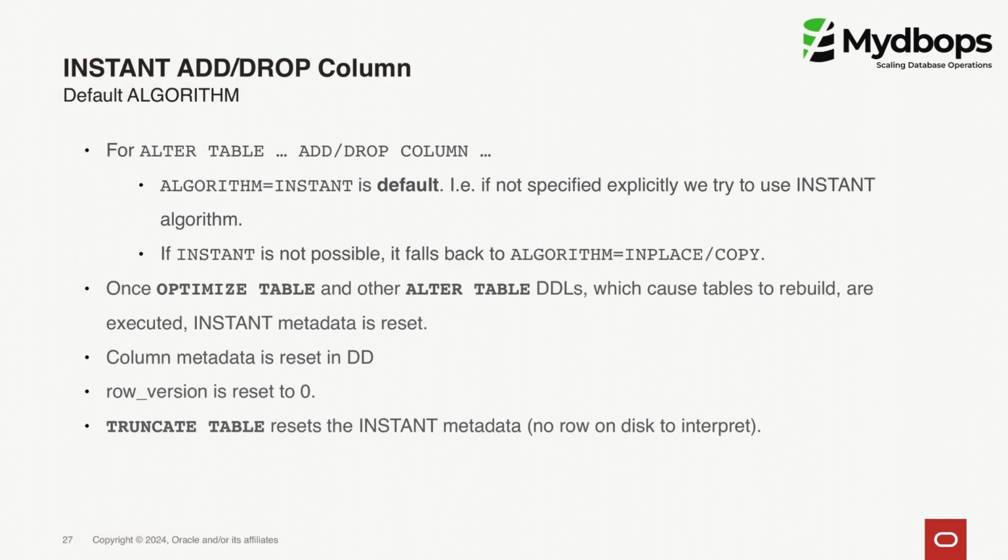If you do OPTIMIZE TABLE or any other ALTER TABLE which does a table rebuild, this instant metadata will be reset. The column metadata will be reset in the DD, the version added and version dropped. Row version will be reset to 0. And if you do a TRUNCATE TABLE, that means you are getting rid of all the records in the table. Then instant metadata does not make any sense because there are no records, so that also resets the instant metadata.